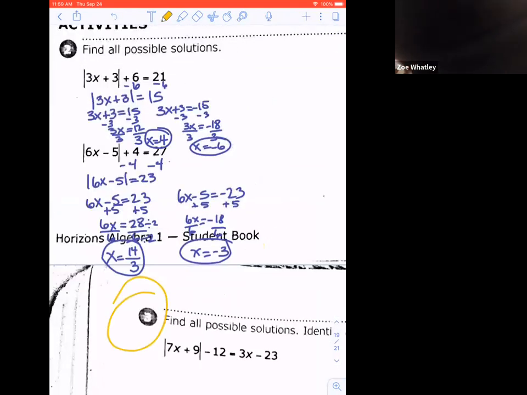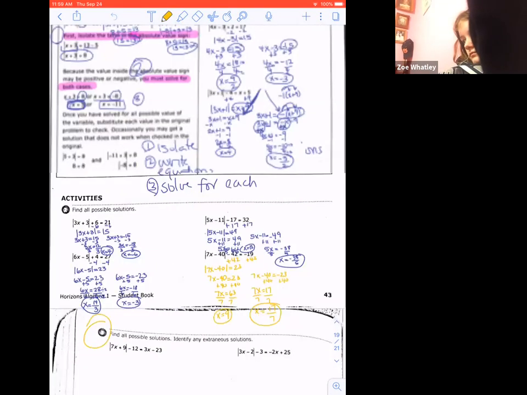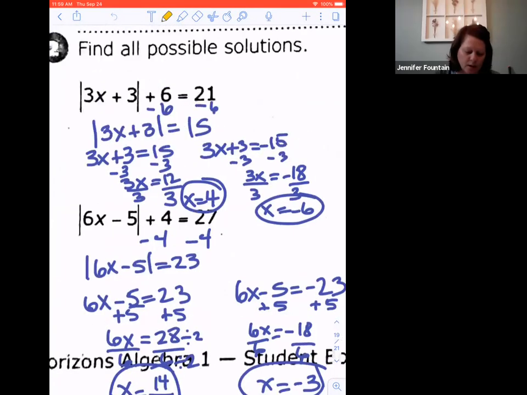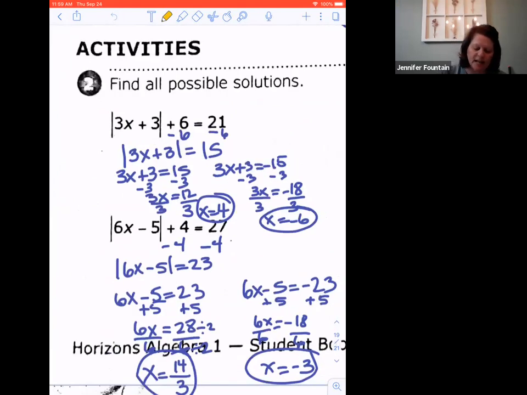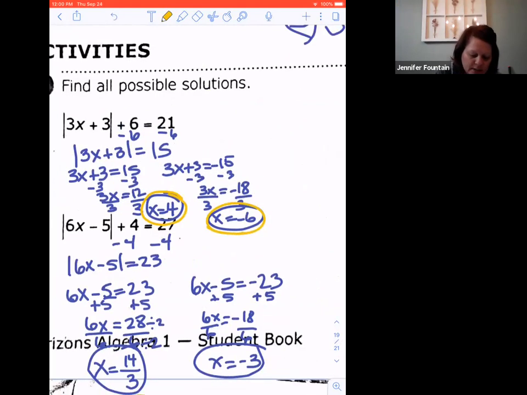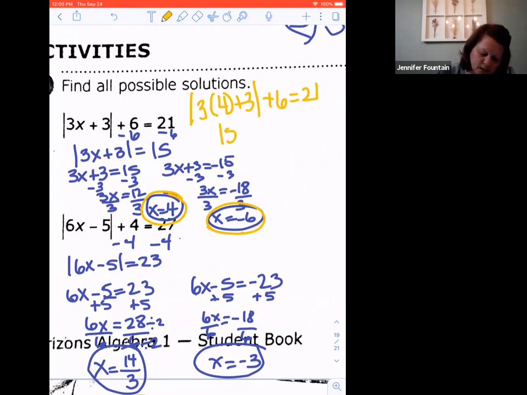So remember here, when we ended up with on activities 2, we said X equals 4 and X equals -6. So that is where I would go ahead and I would say 3 times 4 plus 3 plus 6 equals 21. 3 times 4 is 12. 12 plus 3 is 15. The absolute value of 15 is 15 plus 6 equals 21. 21 equals 21. Check. That is a true statement. It is a solution.